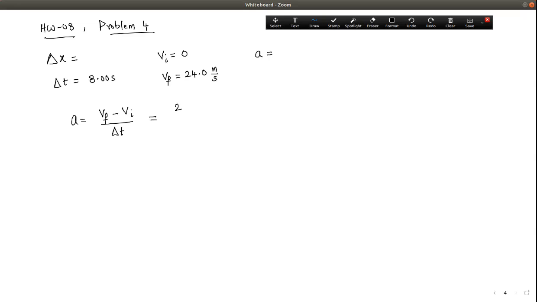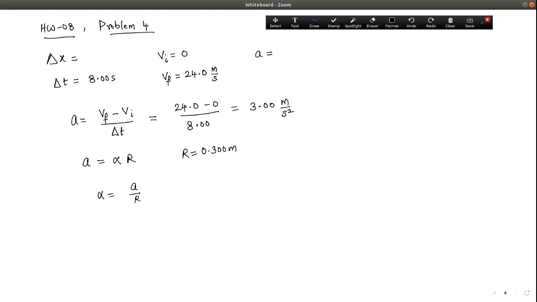V final is 24 minus 0 divided by 8.00, so that's 3.00 meters per second square with 3 significant digits. Once we have the linear acceleration, angular acceleration and linear acceleration are related by a is equal to alpha times r, where r is given to us to be 0.300 meters, right? So it's about 30 centimeters, again given to three significant digits.